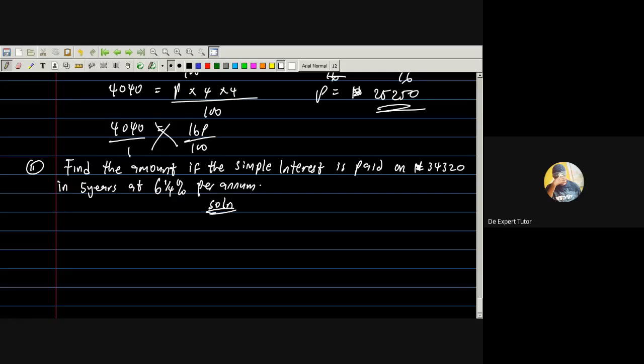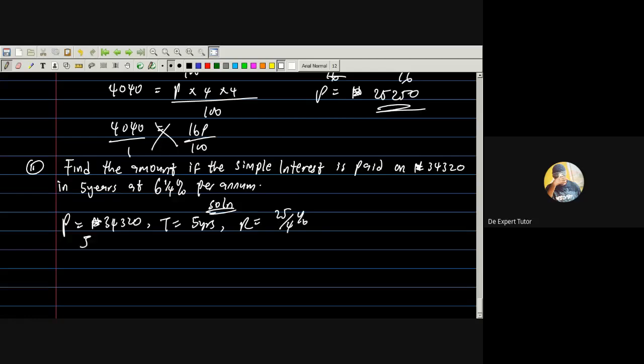Okay, let's solve this problem. Find the amount, if simple interest is paid on this. So that's my principal, 34,320. The time is 5 years, and my rate is 6 1/4. Change that to an improper fraction. So I have 4 times 6, which is 24, plus 1, that's 25/4%. So you have to find the amount.